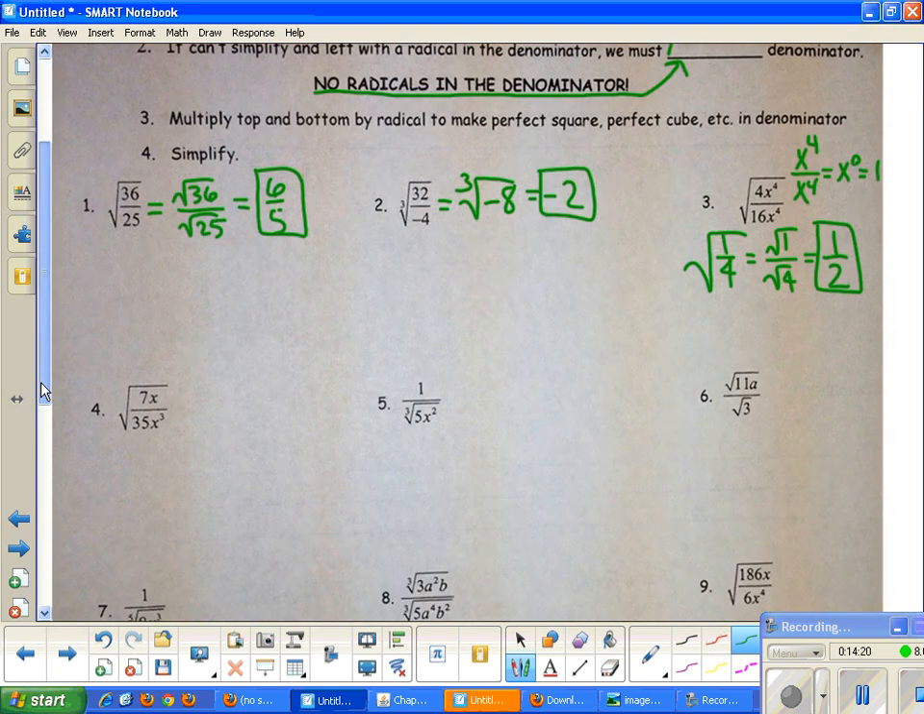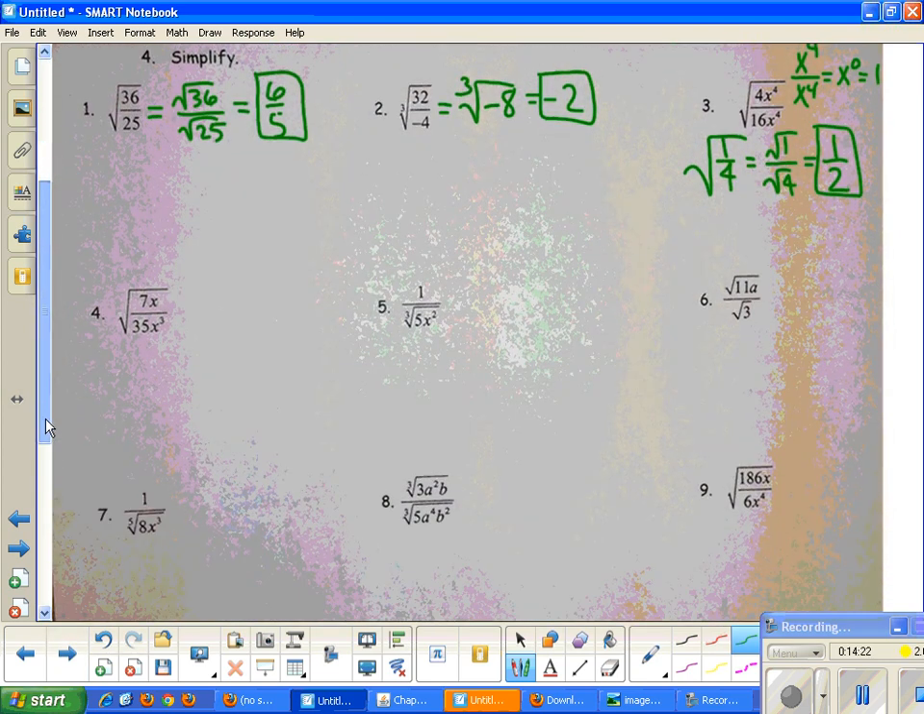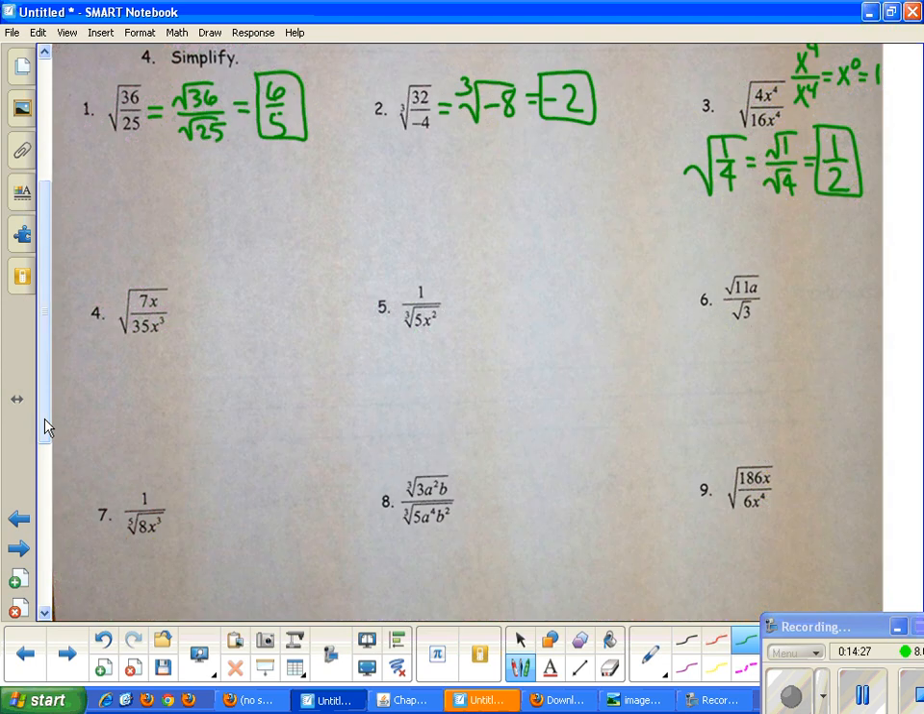So now let's look at a couple more complicated problems. So number 4 here. For problem number 4, I have root 7x over 35x to the 3rd power. So first things first, you want to simplify this. So I know that 7 over 35 is going to give me 1/5.